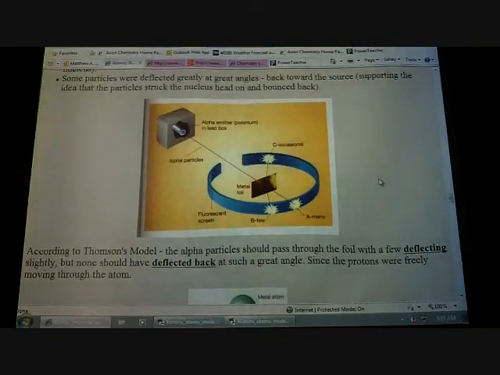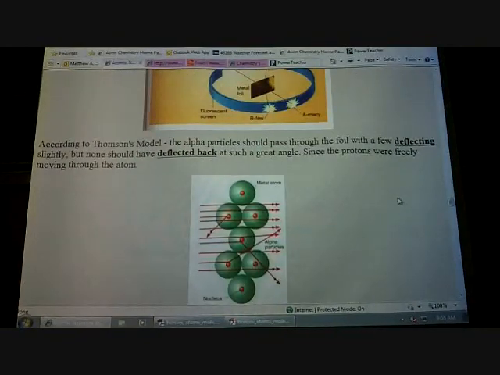All right, did everybody get the blank so far? Deflecting and deflecting back. Okay.